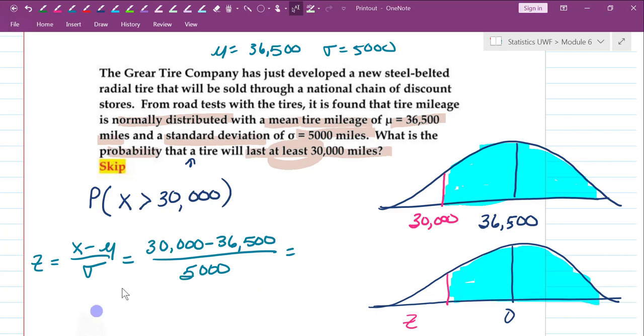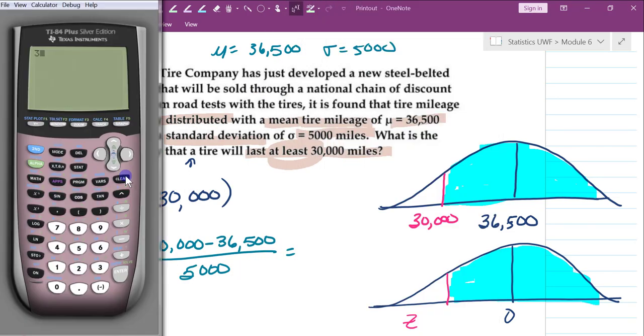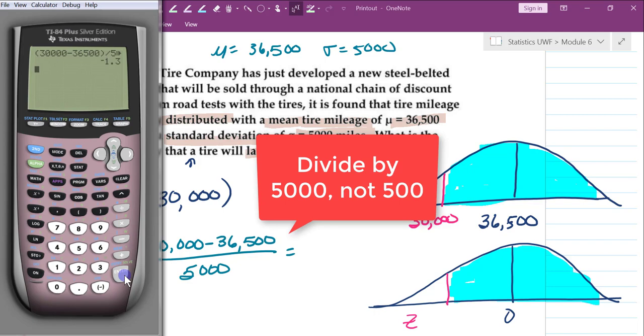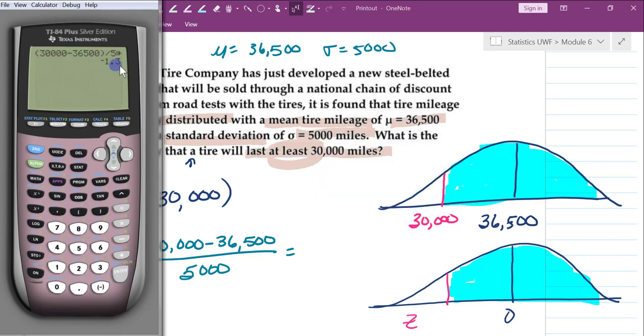And we're going to grab our calculator and we're going to throw this in. It's going to be 30,000. Let me put up parentheses there. So 30,000. 1, 2, 3, 4. Minus 36,500. We're going to close that parentheses, and then we're going to divide through by 5,000. Very important that you open and close parentheses accordingly. And so our z value is negative 1.3.